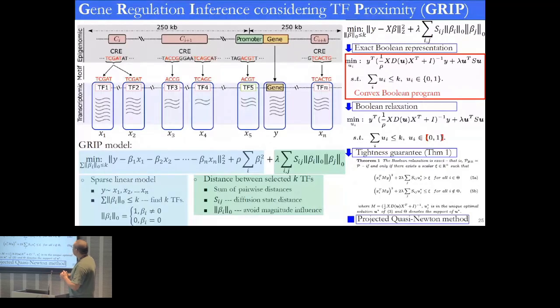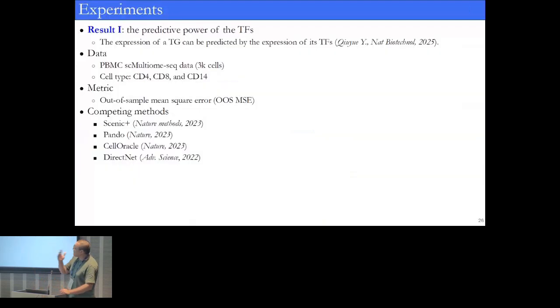Then we feel very comfortable just solving the relaxed problem. This is a convex programming problem with a unique solution, so we just use an off-the-shelf algorithm. We're using Projected Quasi-Newton to solve it. So right now we have a beautiful model and a beautiful algorithm to solve it, and let's test the performance. We're trying to compare our algorithm to the state of the art in terms of the predictive power of the transcription factors.